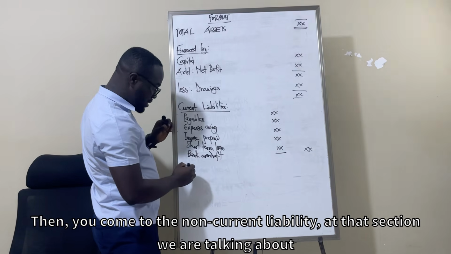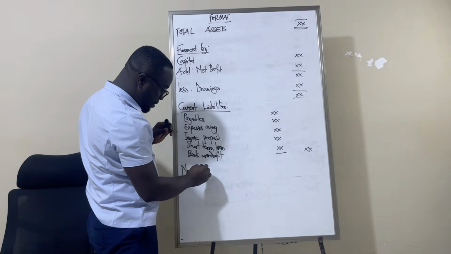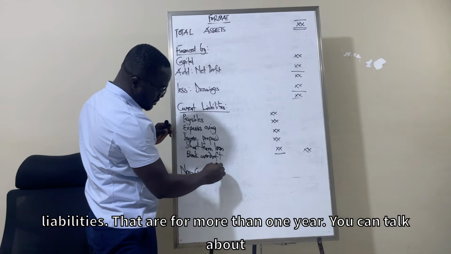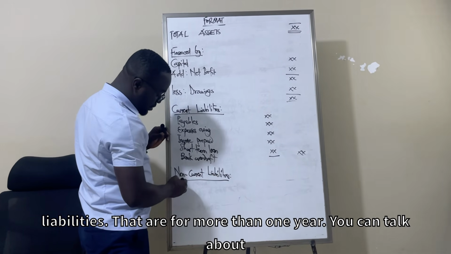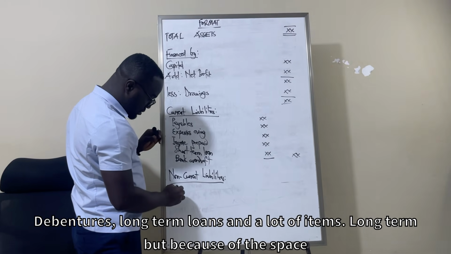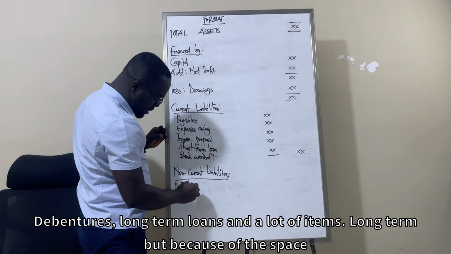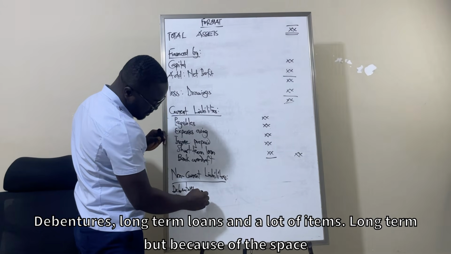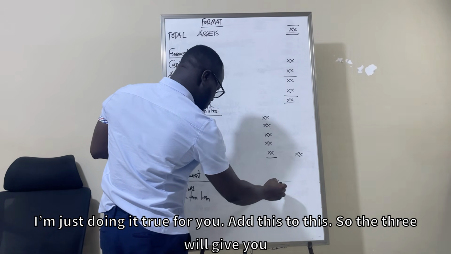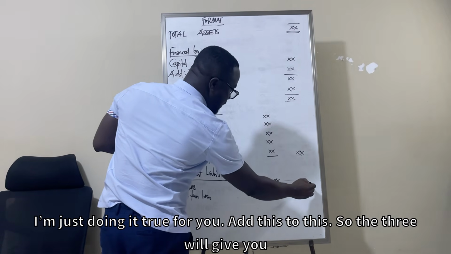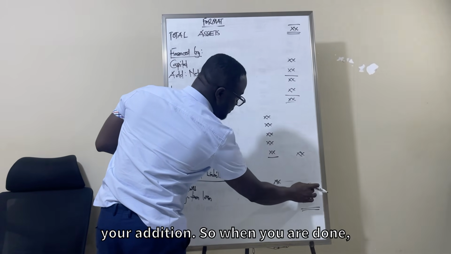Then you come to the non-current liability. At that section, we are talking about liabilities that are for more than 1 year. You can talk about debentures, long-term loan, and a lot of items. But because of the space, I'm just doing 2 for you. You add this to this, so the 3 will give you your addition.